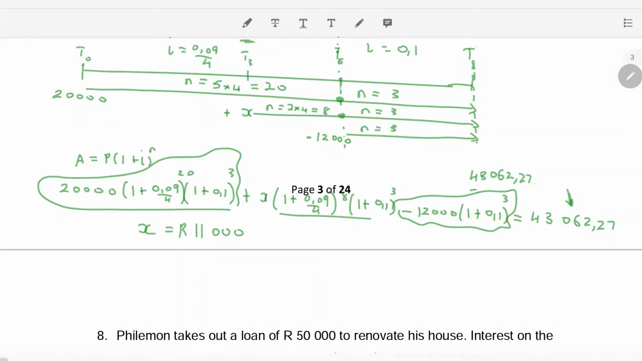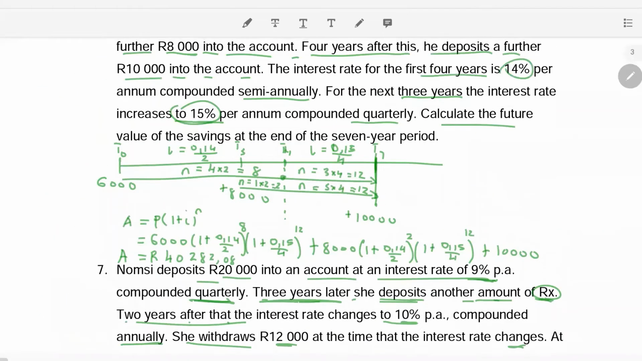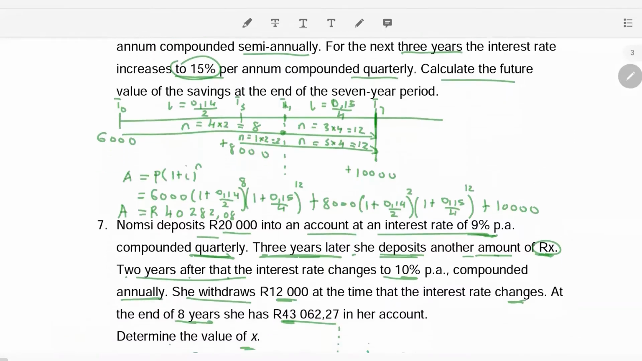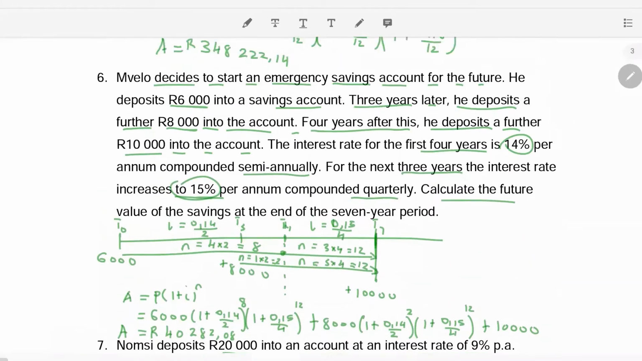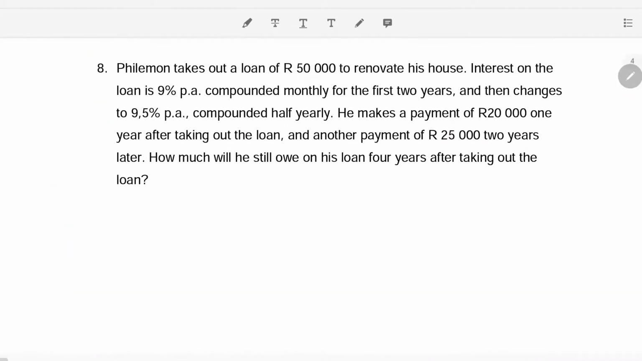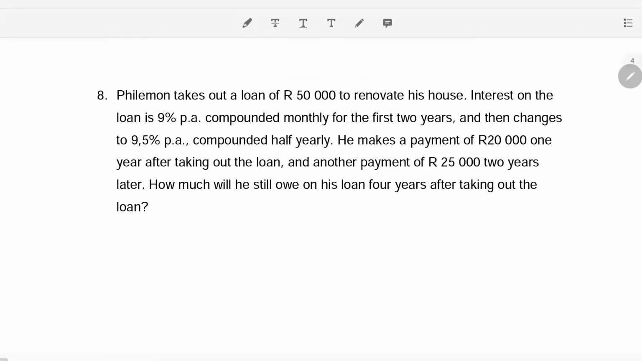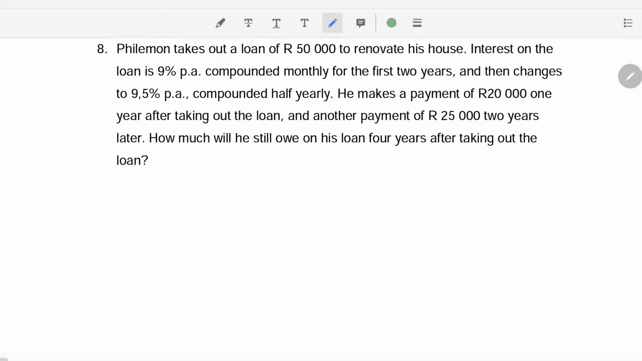Then question 8. So far question 6 and question 7 fall within the same basket. Then question 8, let's see what happens. Philemon takes out a loan of 50,000 rands to renovate his house.